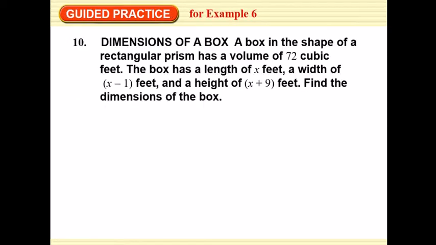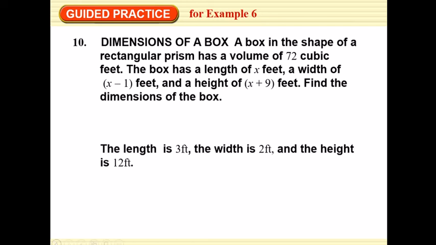Alright, so here's your final guided practice. Pause the video and see if you can get the final solution. Yes, it's a lot of work, but it's worth the challenge. Alright, so hopefully you came out to the length as 3 feet, the width is 2 feet, and the height is 12 feet. If you guys have any questions, feel free to send me an email.